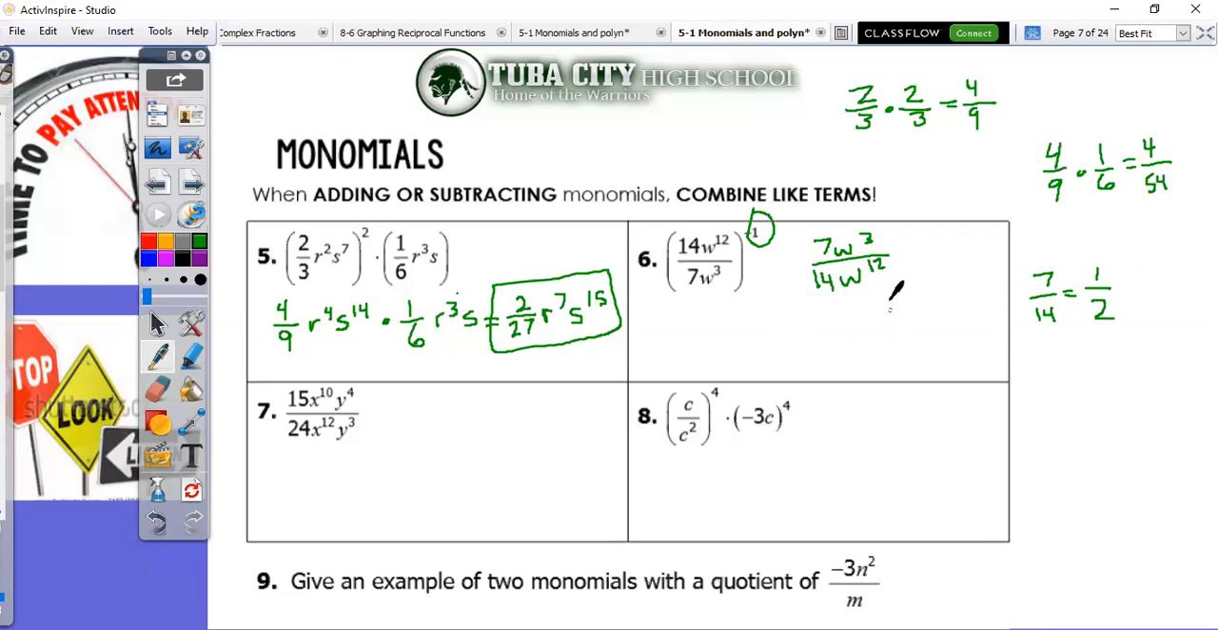Okay, so write a fraction. So 1 over 2, and now we have to look at the w's. Now this one's kind of a weird one, because we would get w to the 3 minus 12. So what is 3 minus 12? Negative 9. All right, so 3 minus 12 is negative 9. But again, we're going to have to use the negative exponent rule. Anytime you have a negative exponent, it has to switch the side that it's on.